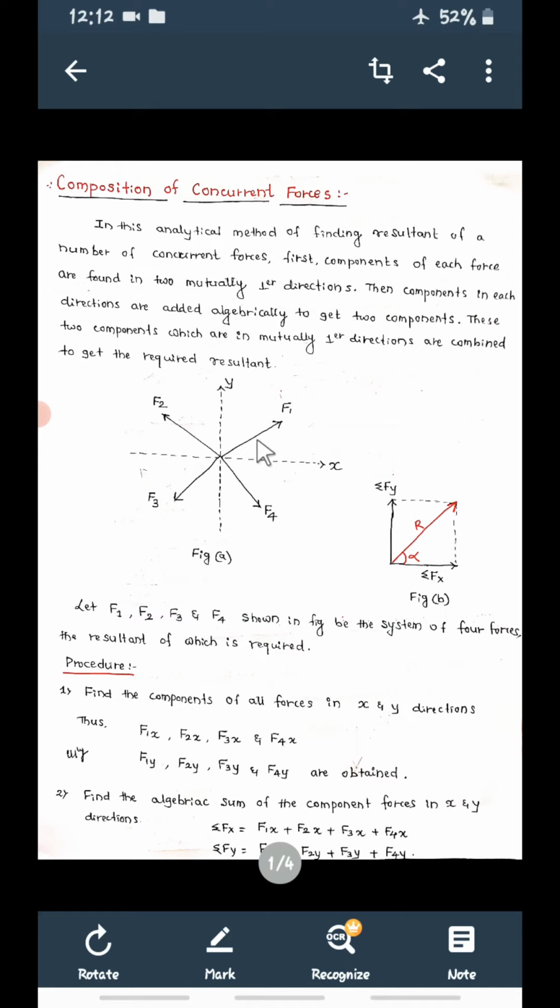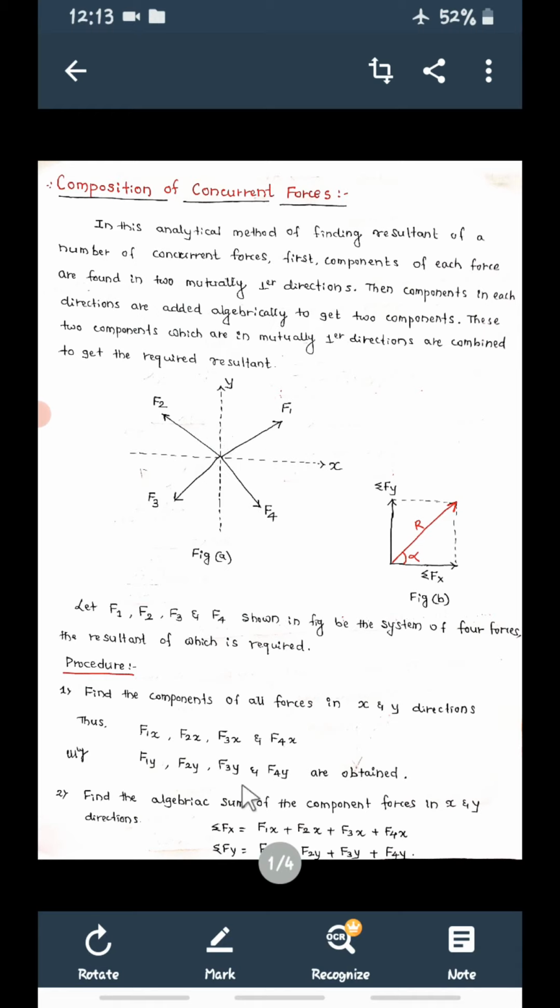Now similarly, find the component of all these forces along y direction. Now see, make it vertical. So this is F1y, F2y, F3y. See the direction now: F3y downward, F4y downward. F1y vertical upward, F2y upward. So F1y, F2y, F3y and F4y are the components of all these forces along y direction.